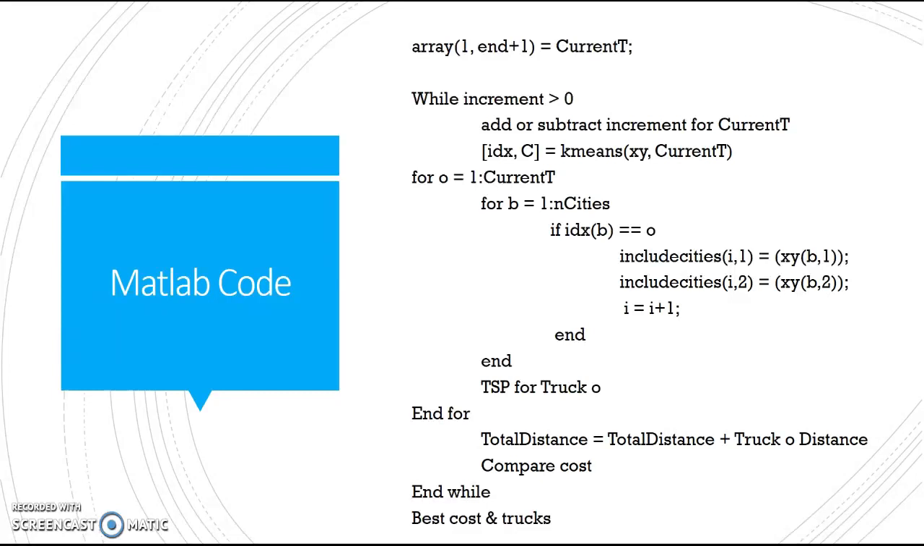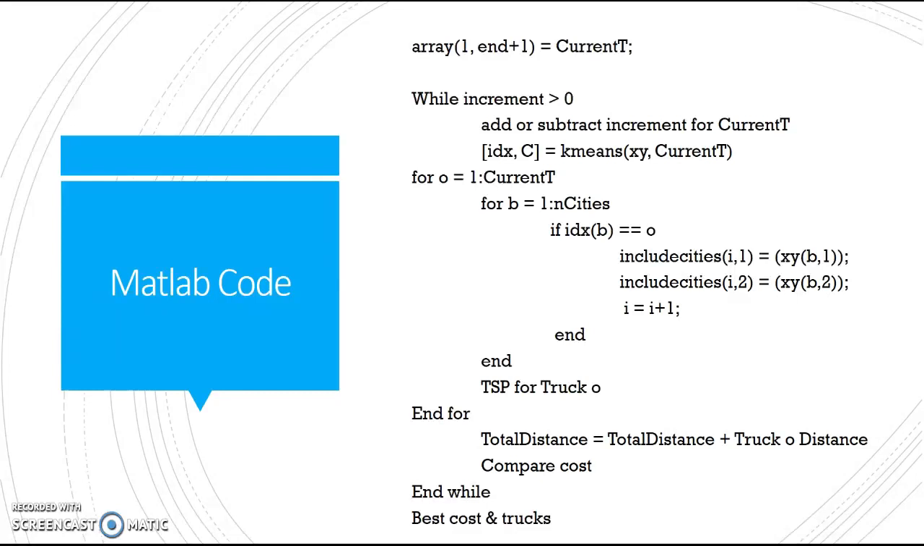K-means has to have an input of how many trucks you need, and then it outputs the centroids. The big for loop in the middle is going through and assigning each city to the correct truck. We say for O equals 1 to the current number of trucks, nested in there for B equals 1 to the number of cities. If the index in the k-means index array equals the current truck that we're on, then you include that city in that truck's route.